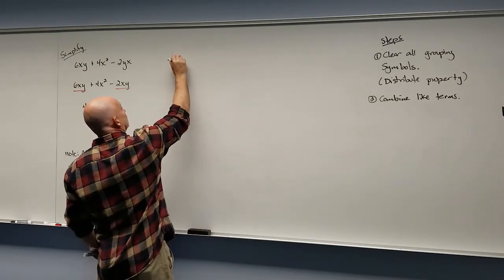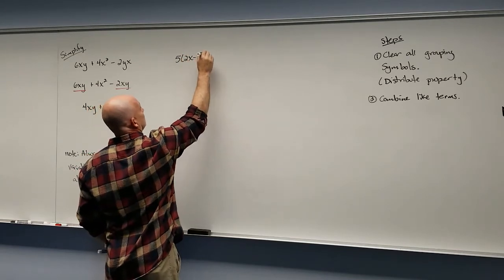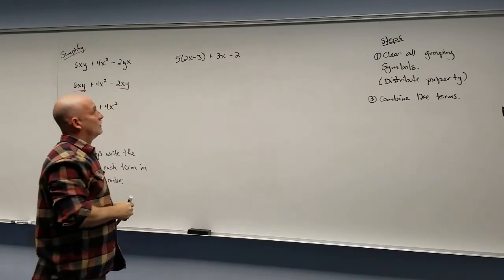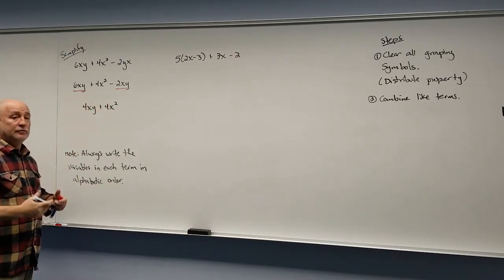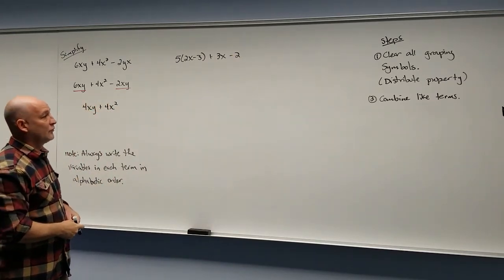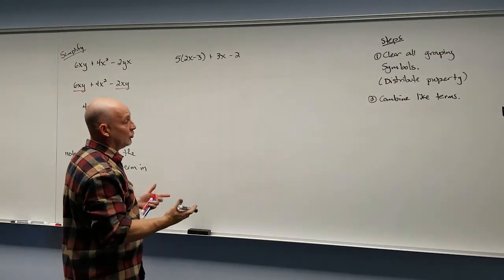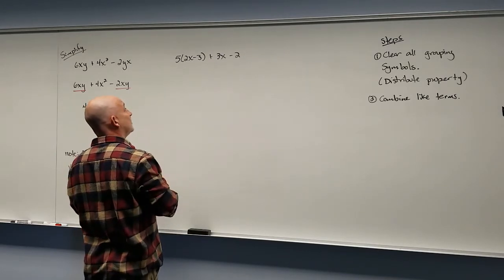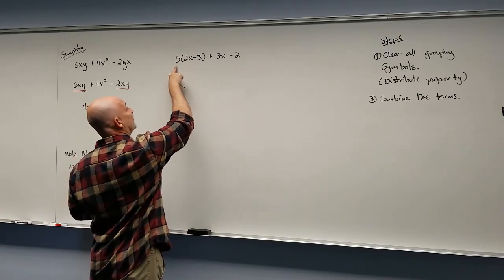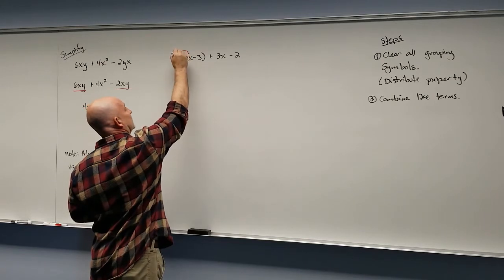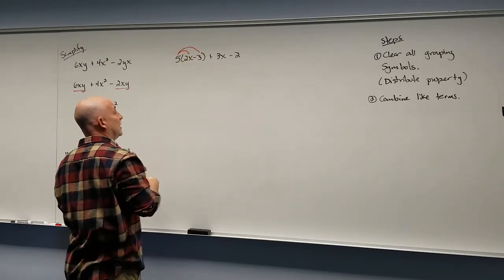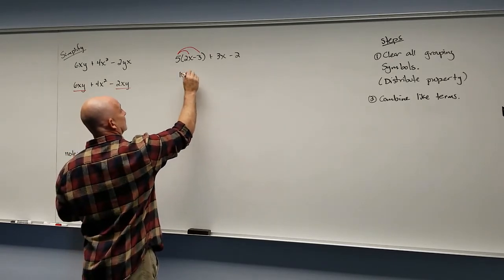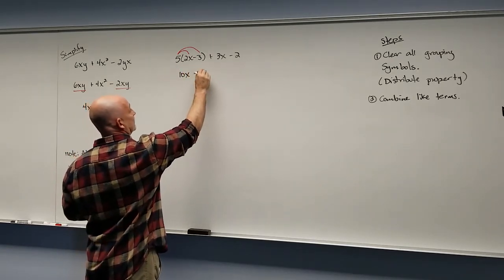What if I said 5 times 2x minus 3? All right, let's see if we were told to simplify this expression. Well, the first thing we always want to do is clear grouping symbols. Now this time I do have grouping symbols, and we always use our distributive property to clear them. So this says 5 times everything on the inside, so I need to do the 5 times everything on the inside. So the 5 times the 2x gives me 10x, minus 5 times the 3 is 15.